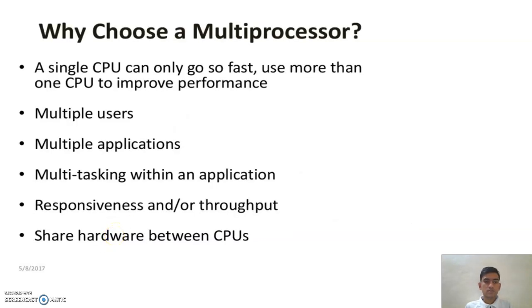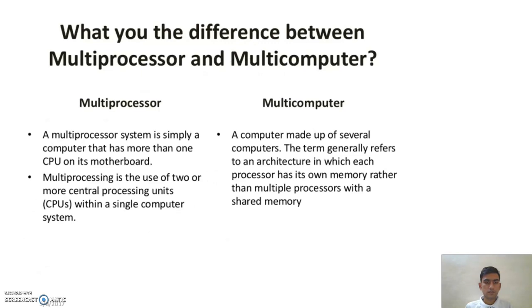Why choose a multiprocessor? A single CPU can only go so fast. Use more than one CPU to improve the performance. Multiple users can use multiple applications, multitasking within an application, and responsive throughput shares hardware between CPUs.